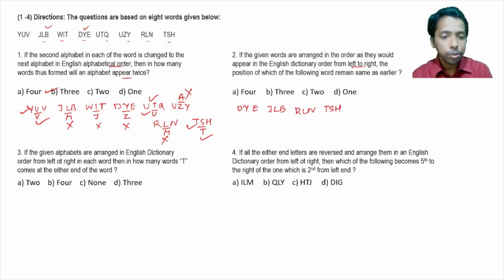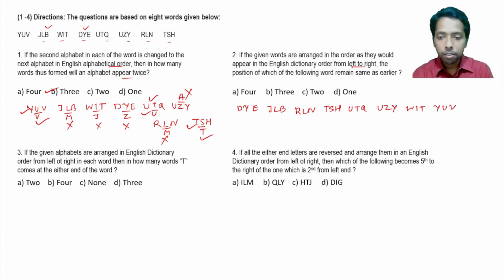Two words, UTQ and UZY. Which one comes first according to the English dictionary? That is the second letter. Here is T, here is Z. Obviously UTQ would come first. So UTQ. Next UZY. Next this is WIT and next YUV. So WIT, next is YUV.